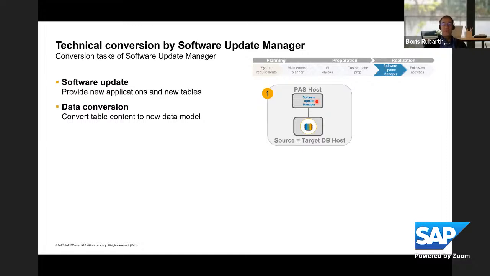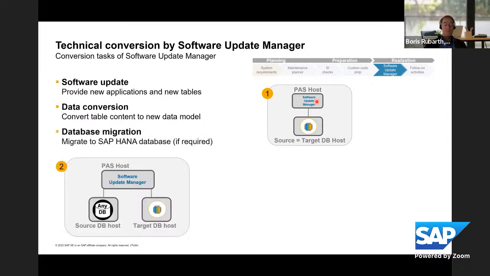That's the illustration here. As mentioned, it's also possible that the ERP system is not yet running on a HANA database. That leads to a different architecture picture. In this case, if the source is not yet SAP HANA, then of course we have to provide a host with the HANA database installed. And we nevertheless start the software update manager on the application server host, typically the primary one. And the procedure as such is still called an in-place procedure, as the application server host is not changed.